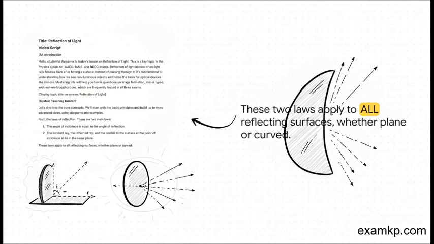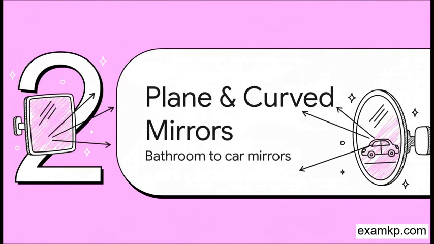Now, here's the most important thing to take away. These two laws are universal. It doesn't matter if the surface is a flat mirror in your house or a curved side mirror on a car. These laws always apply. So now that we have the laws down, let's see how they work with actual mirrors. We'll start with the simple plain mirror you probably looked into this morning. And then we'll get into the curved mirrors that we see all around us every day.